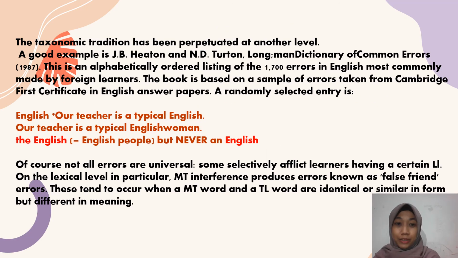The taxonomic tradition has been perpetuated at another level. A good example is J. B. Heaton and N. D. Turton, Longman Dictionary of Common Errors, 1987. This is an alphabetically ordered listing of the 1,700 errors in English most commonly made by foreign learners. The book is based on a sample of errors taken from Cambridge First Certificate in English answer papers.